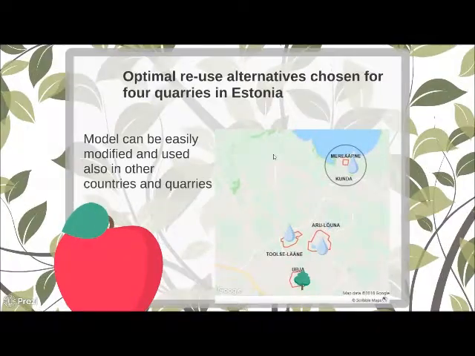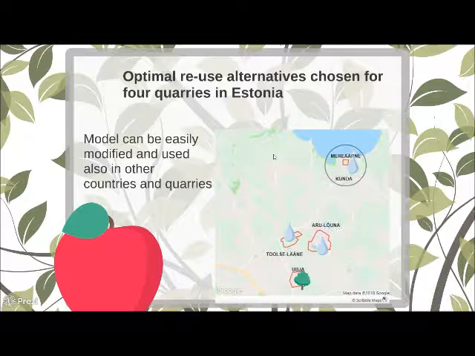So now we know that for the Mereäärne, Toolselane and Arulõuna quarries, it is most optimal to rehabilitate as water bodies, but for Ubea oil shale quarry, the most optimal reuse alternative is forest. These rehabilitations are the same that were chosen before for those 4 quarries, so the model supports the expert knowledge.